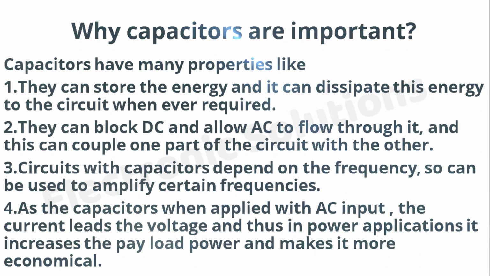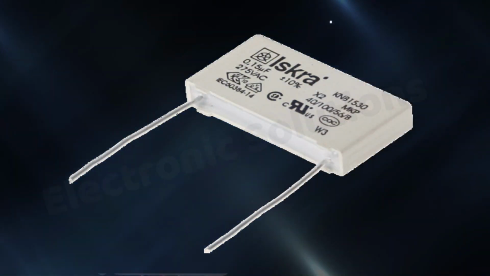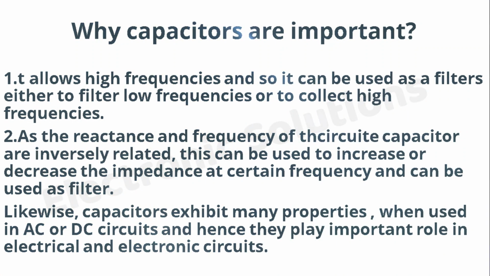When a capacitor is applied with an AC input, the current leads the voltage, and thus in power applications it increases the payload power and makes it more economical. It allows high frequencies to pass, so it can be used as a filter, either to filter out low frequencies or to collect high frequencies. As the reactance and frequency of the capacitor are inversely related, this can be used to increase or decrease the circuit impedance at a certain frequency and can be used as a filter.